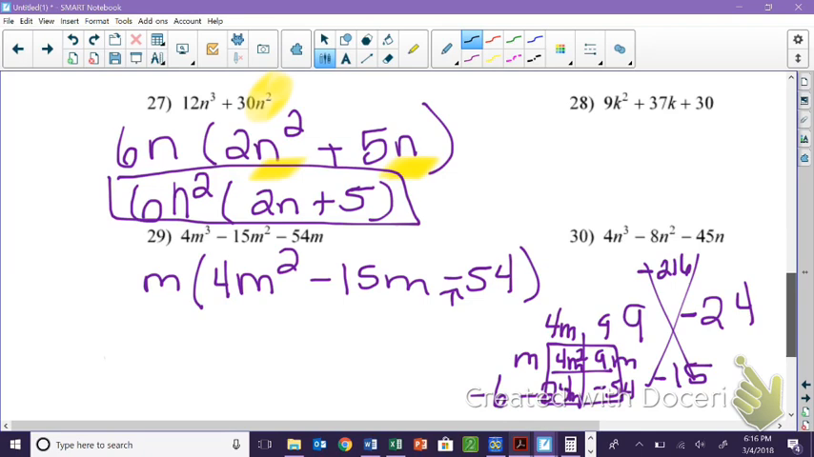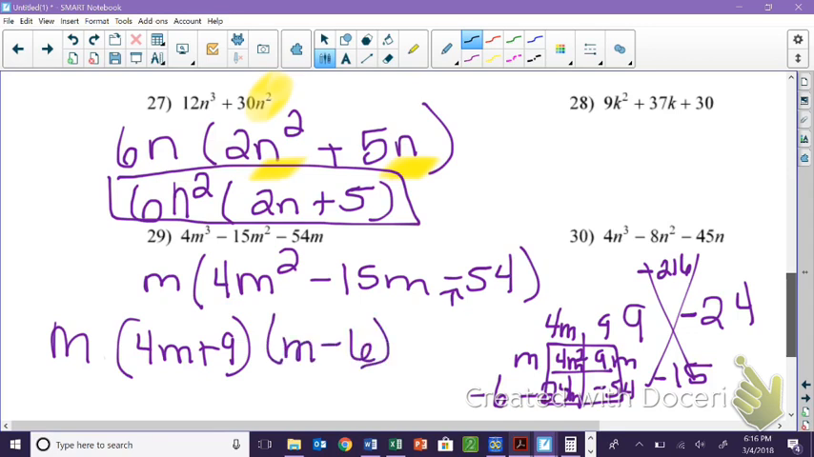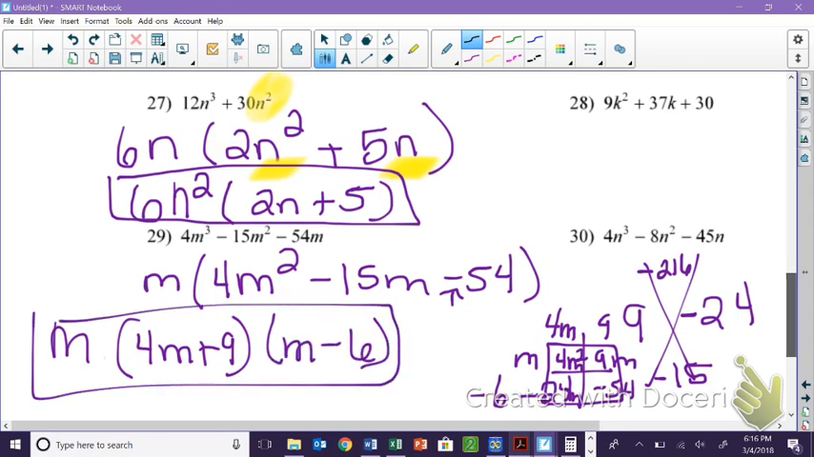You guessed it. So now we have m times 4m plus 9 times m minus 6. And that is our solution. And that will conclude my factoring video.